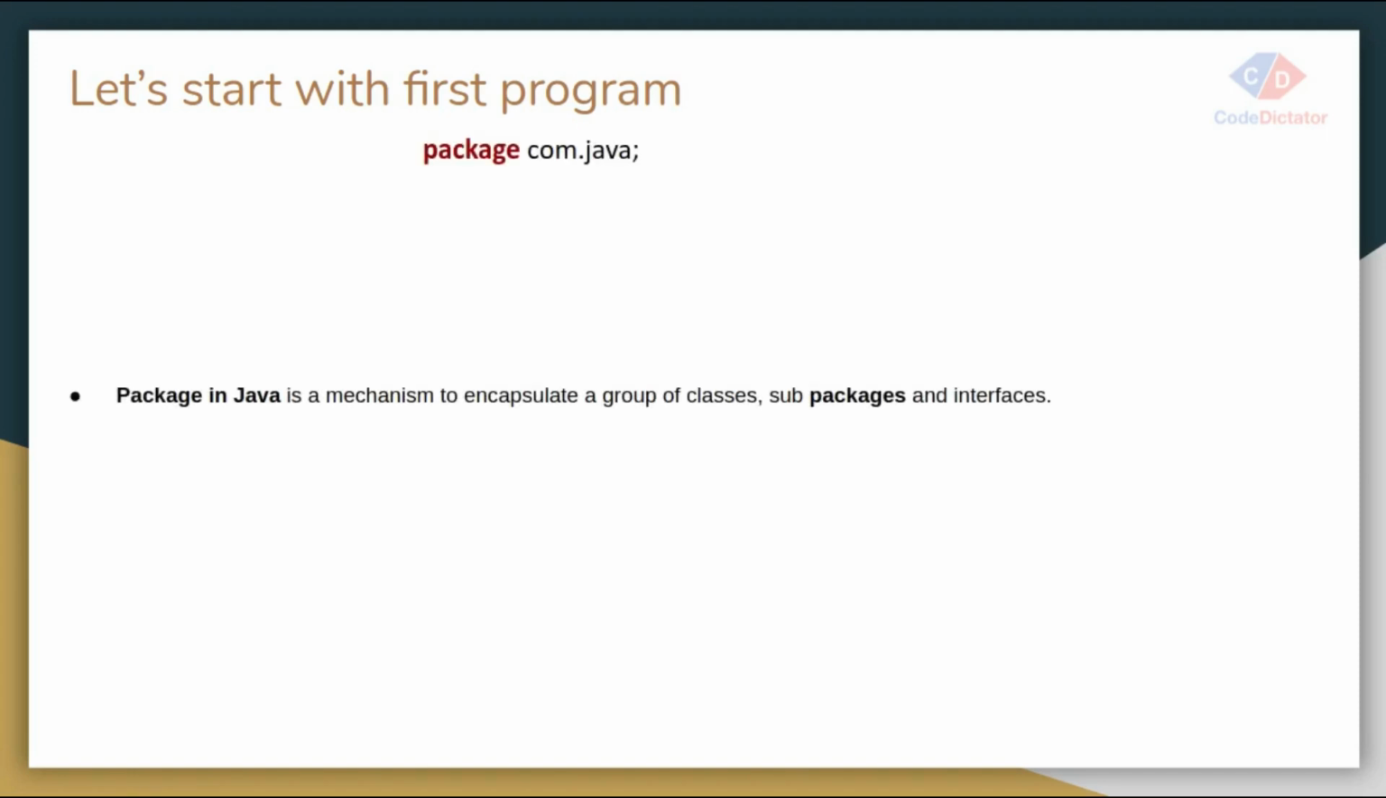A Java program always starts with your package. A package is basically encapsulating a group of classes, sub packages, or interfaces inside one folder. Then you need to write public, which is your access modifier. It means that particular class is accessible and visible throughout your project.